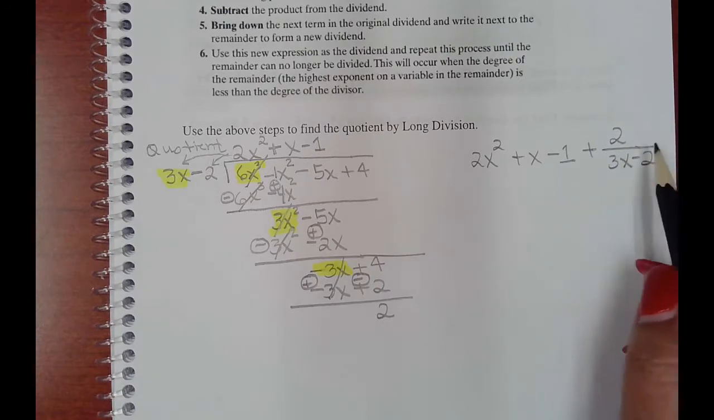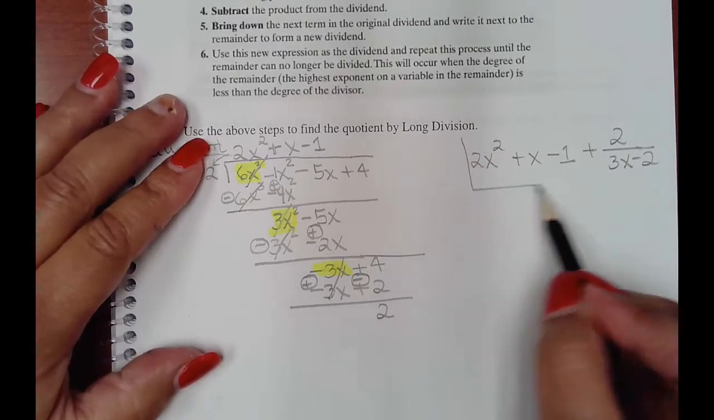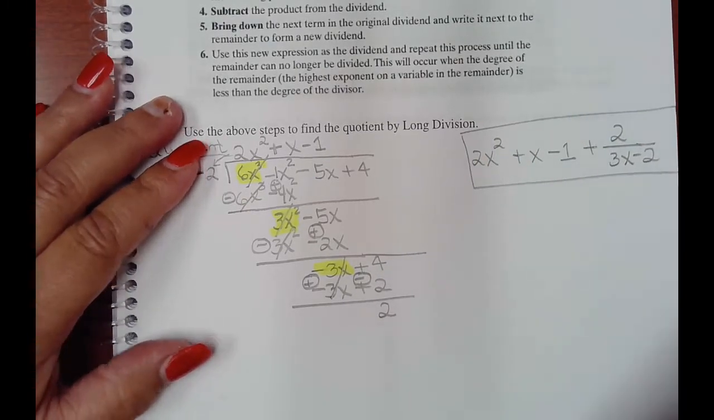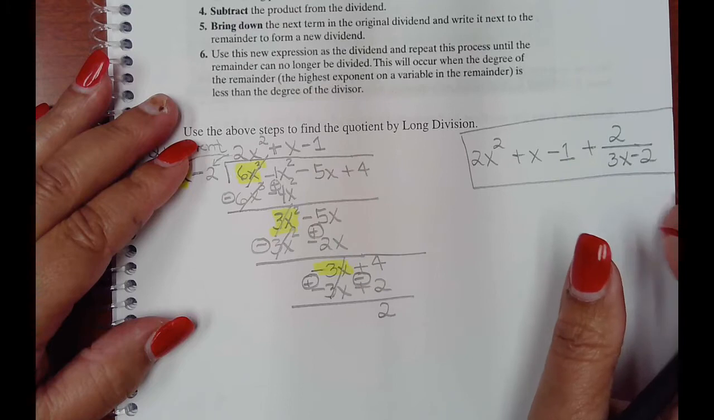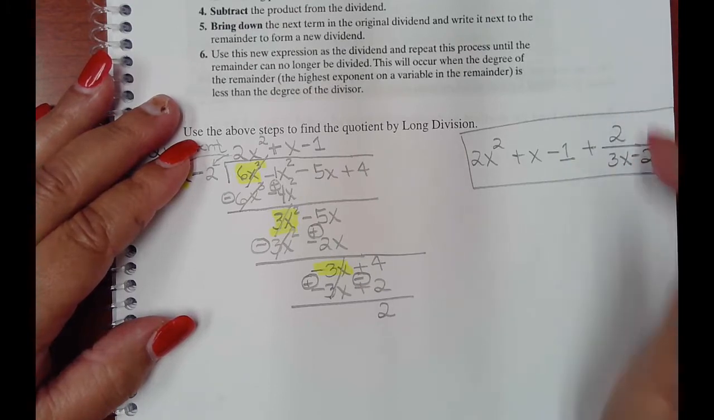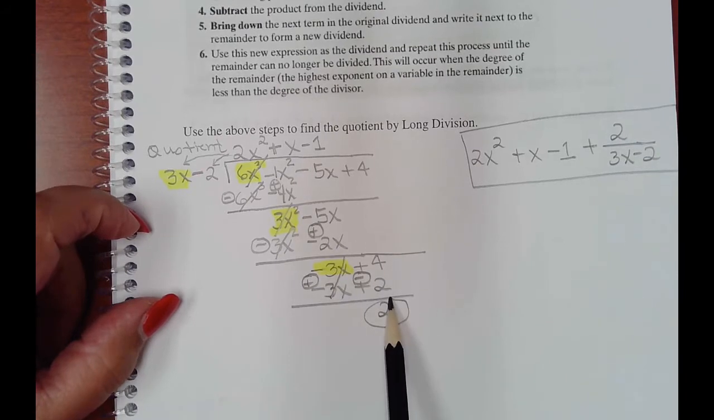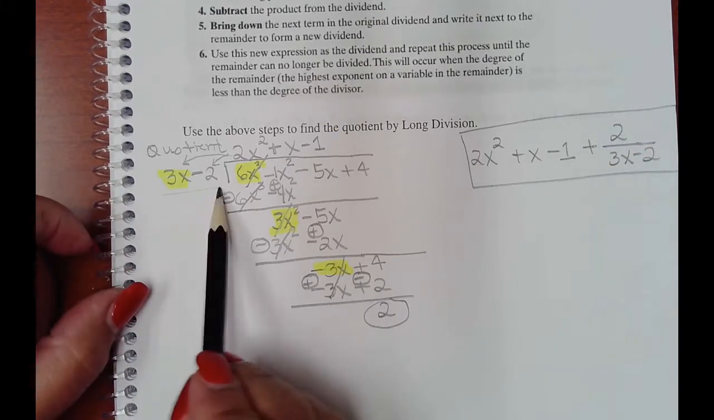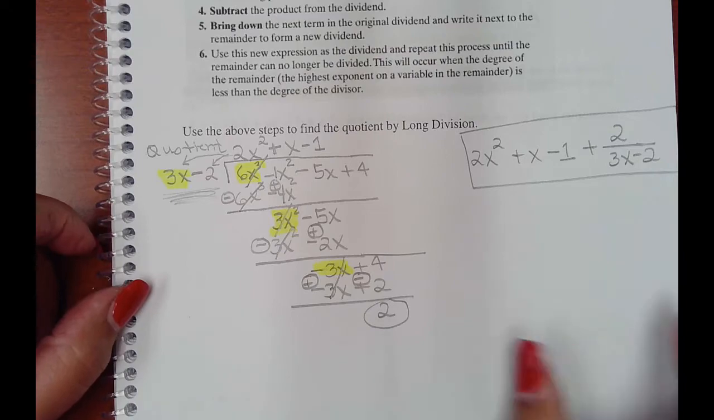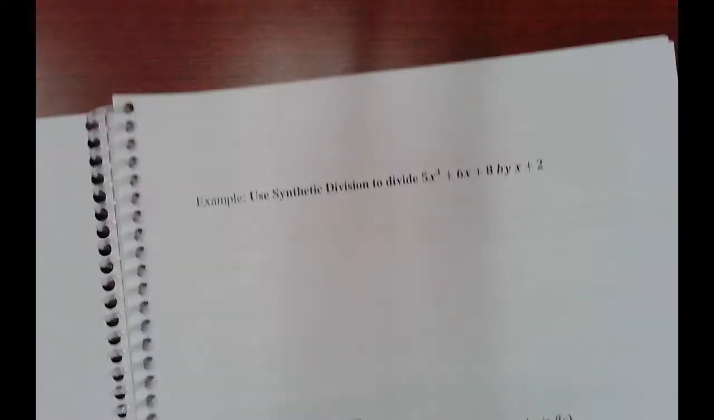So this is your quotient. This is your remainder. And that's how you write the quotient combined with the remainder. You just add on the remainder, but in fraction form. It'll be the remainder, which is what you see here, over the divisor. Okay, that's one example doing long division.